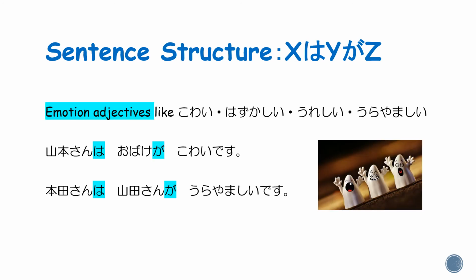Finally, emotion adjectives like 怖い, 恥ずかしい, 嬉しい, and 羨ましい take this sentence structure. 山本さんはお化けが怖いです. 山本さん is scared of ghosts. 本田さんは山田さんが羨ましいです. 本田さん is jealous of Yamada-san.